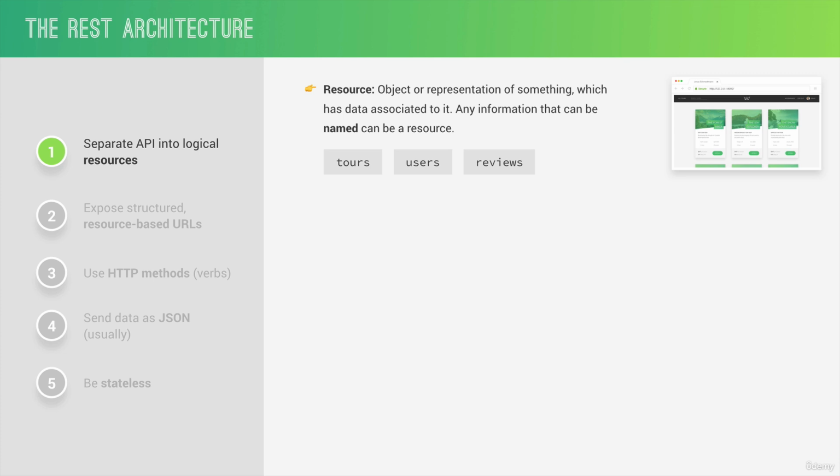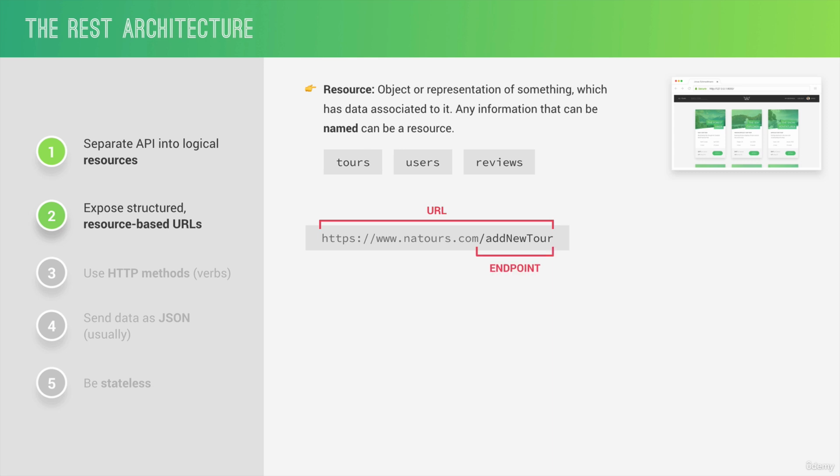It just has to be a name though, not a verb. Now, we need to expose, which means to make available, the data using some structured URLs that the client can send requests to. For example, something like this. So this entire address is called the URL, and this add new tour is called an API endpoint. So our API will have many different endpoints, just like these fictional endpoints that I have here, each of which will send different data back to the client, or also perform different actions.